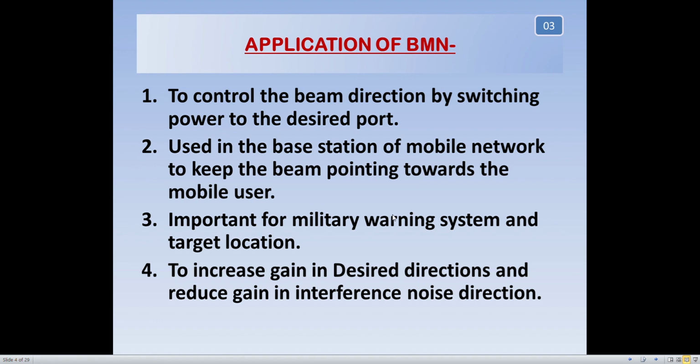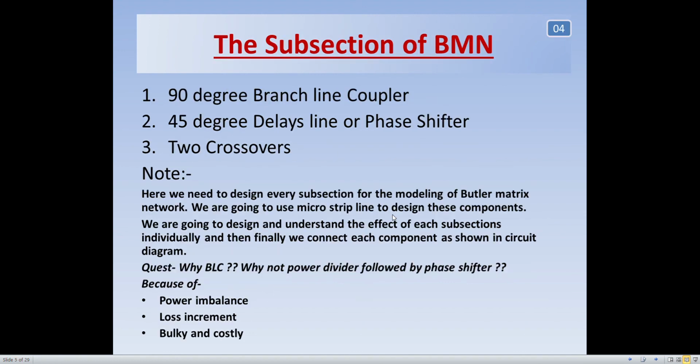Now in the upcoming video we will be focusing on the 3 basic subsections of our Butler matrix network: the 90-degree branch line coupler, the 45-degree delay line or phase shifter, and the third one is the crossover. Don't worry, we will also be designing in HFSS. But first of all, before starting on HFSS, we must go through the basic concepts of the Butler matrix network. So till then, start reading and looking for the basic concepts.